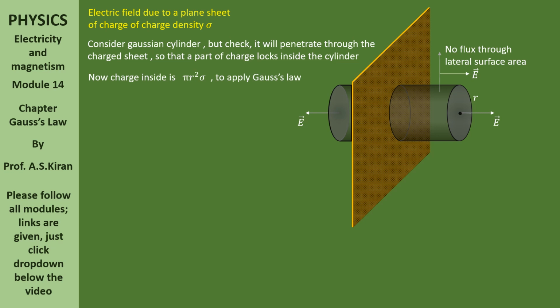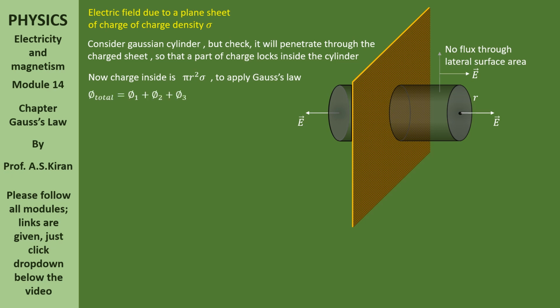Now, how much is the charge locked inside the cylinder? What is the area of cross section? Area of cross section of that cylinder is pi r square, where r is the radius of that cylinder. What is the charge density? Sigma. So pi r square sigma, the charge is locked inside the Gaussian cylinder.